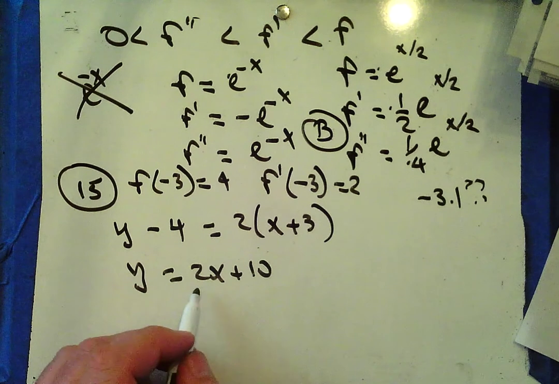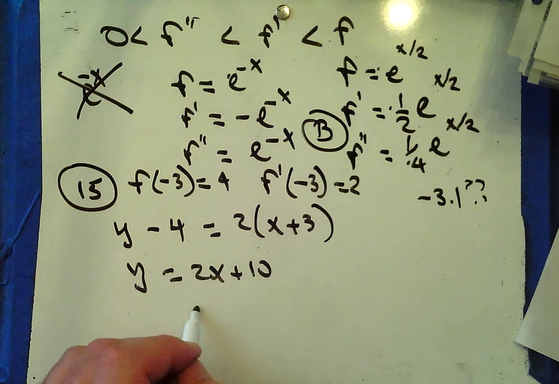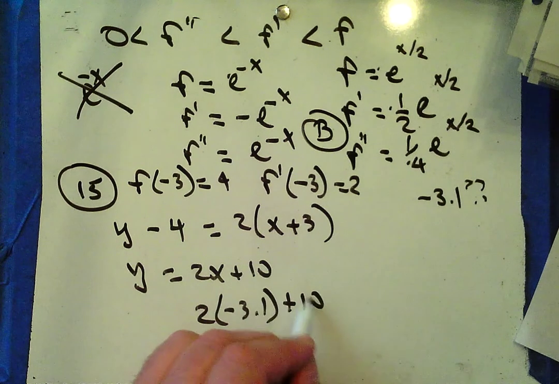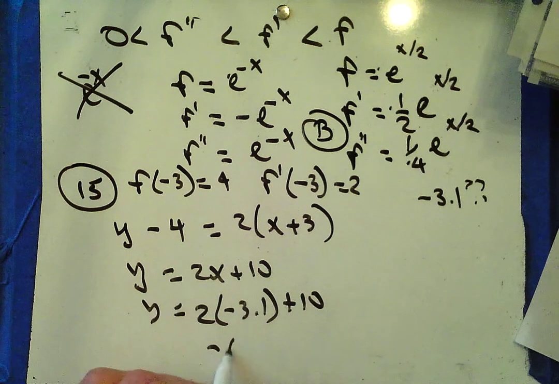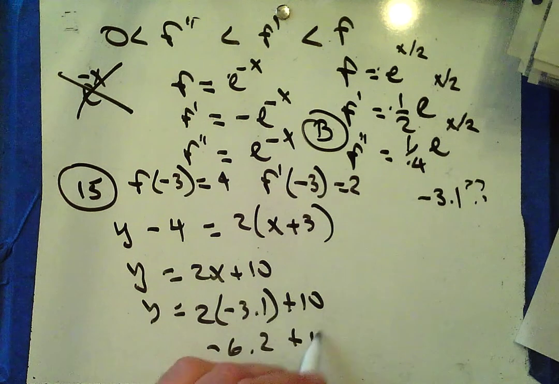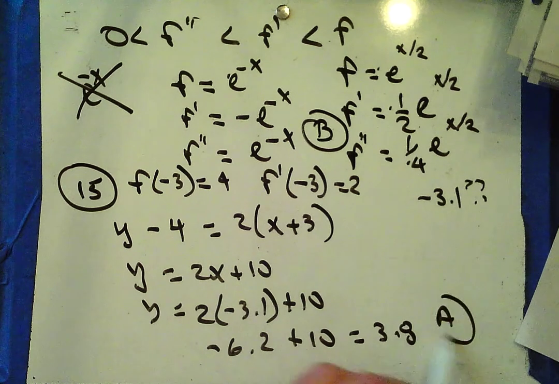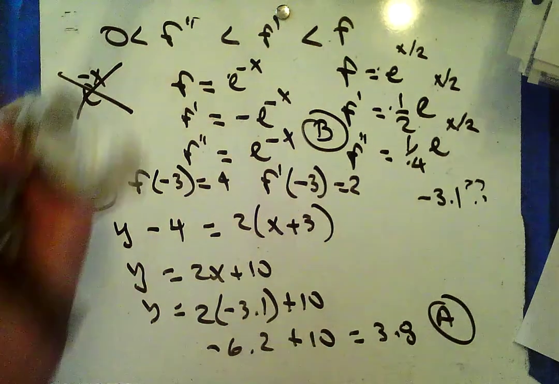And I want to know what this tangent line gives me for negative 3.1. So I get negative 6.2 plus 10, which is 3.8. I get 3.8, and that's choice A. Choice A for number 15. I'm sorry, 16. Flip that page and get on to number 16.